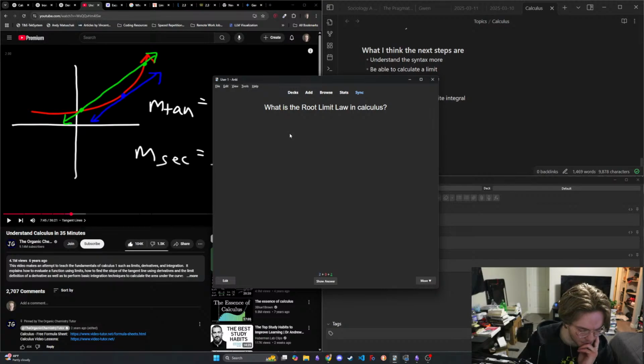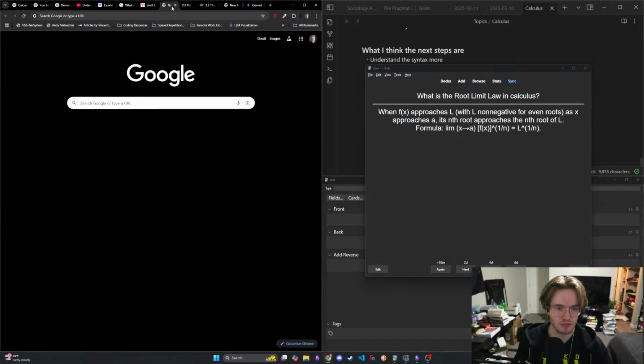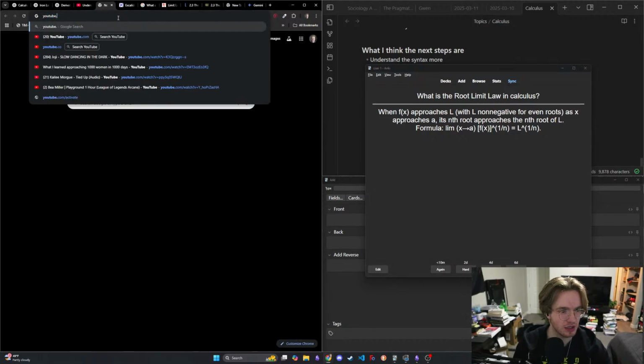So the root limit law, I wanted to say that actually, this is the unique one. For most of them, you just apply the particular operation you're doing to the limits. So if I'm adding or subtracting, I add or subtract the limits. If I'm multiplying or dividing, I multiply or divide the limits. And even for power, I believe you're also raising the limits to a power. So I think I'm going to watch a brief video on the root limit law.